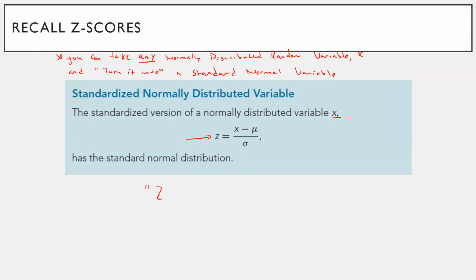And this is where the z-scores come from, okay? All you're going to do is take the value of the random variable. So I'll even rewrite it so you can see. You take the variable, you subtract mu, which is the mean, and you divide by sigma, which is the standard deviation. And this new variable has what's called a standard normal distribution. So when I say turn it into, what you're really doing is transforming it.